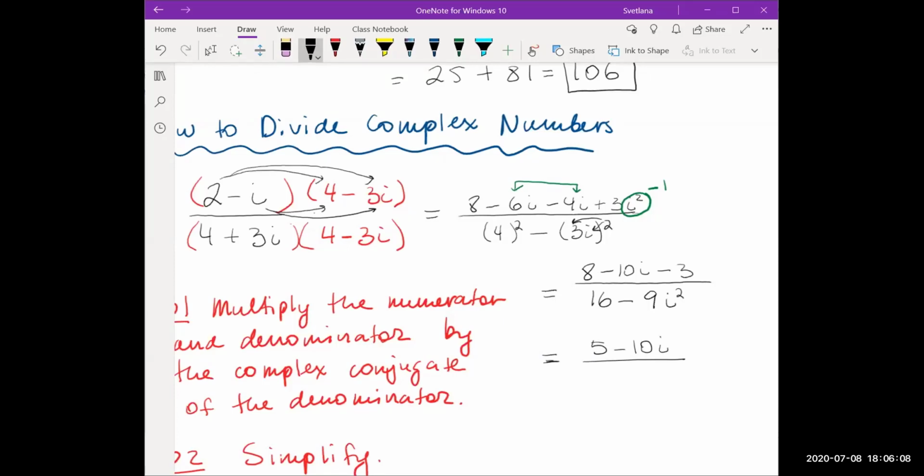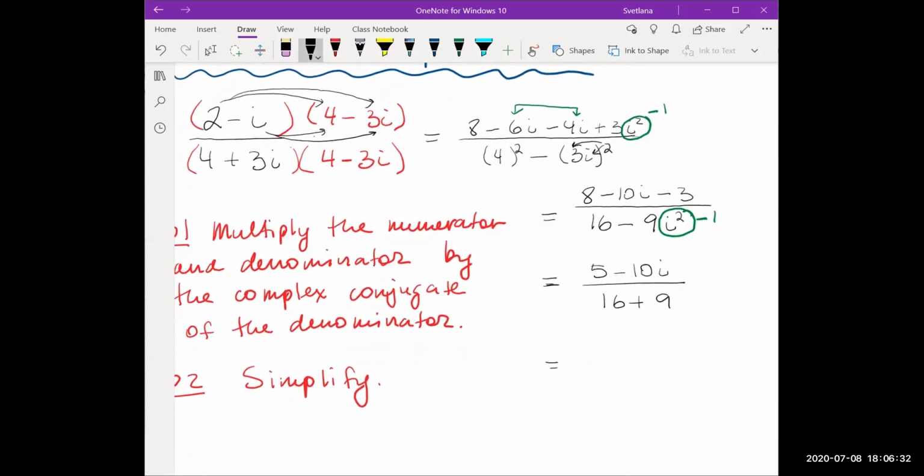That's the numerator. In the denominator, I have i squared that has to be replaced by negative 1. And as I multiply negative 9 by negative 1, I'll get positive 9. So that switches the sign, basically. So I'll have 16 plus 9. Okay, so we're almost there. So it's 5 minus 10i over 25. 16 plus 9, yeah, 25.